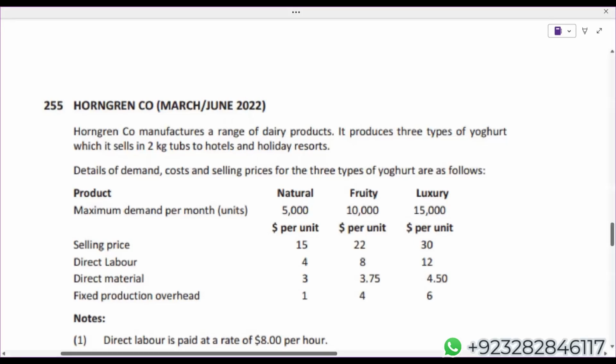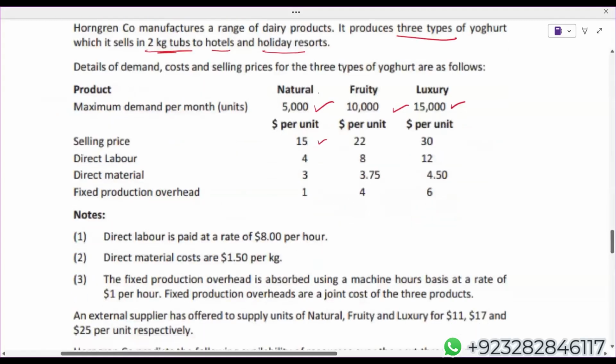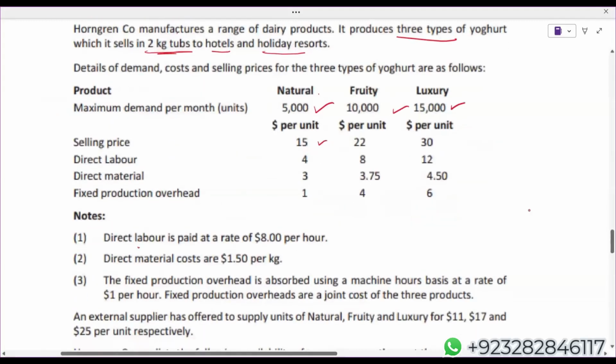So Horngren company manufactures a range of dairy products. It produces 3 types of yogurt, which it sells in 2 kg tubes to hotels and holiday resorts: natural, fruity, and luxury. Maximum demand is 5,000, 10,000, and 15,000 kgs. The limiting factor is always identified by using that maximum demand. Selling price is 15, 22, 30. Direct labor is 4, 8, 12. Direct material, then we have fixed production overheads. Direct labor is 8 per hour.